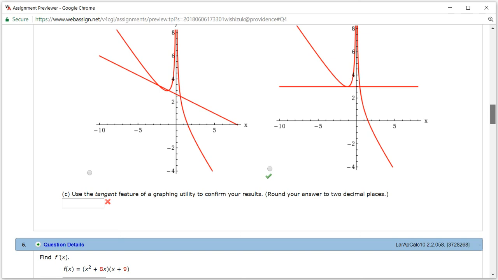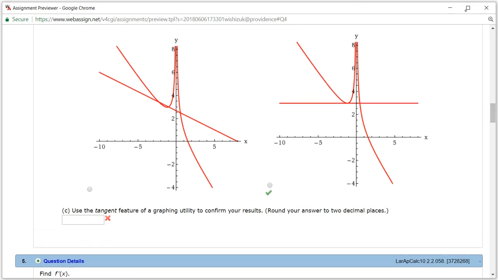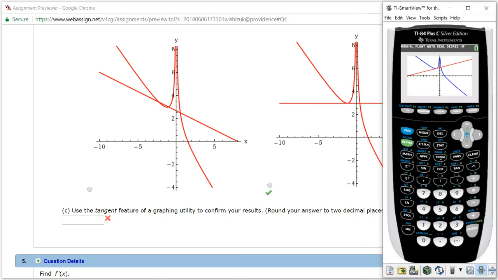Let's look at part C. Use the tangent feature of a graphing utility to confirm your result. So let's do that. This is under draw. If you do second draw, tangent is the number 5, so choose number 5. Then what you're going to do is just type in the x value. In this case, the x value is -1, so you type in -1 and hit enter. Then it finds the equation of the tangent line there.